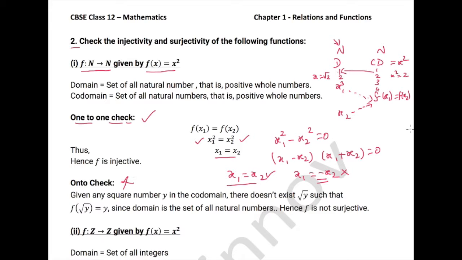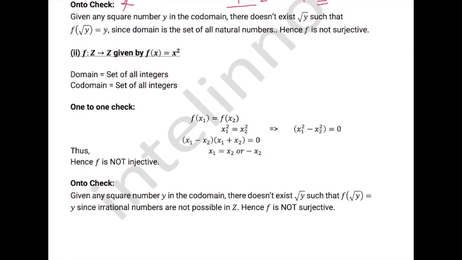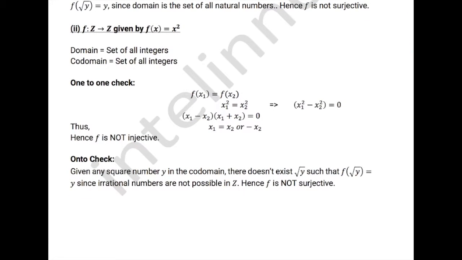Let us move on with the next question. Let's say a function is defined in integers, both domain and codomain. Domain, codomain, and this is integer, and this is x, and this is f of x, which is equal to x square. So domain is the set of all integers and codomain is also the set of all integers.